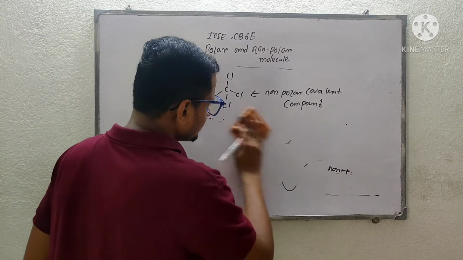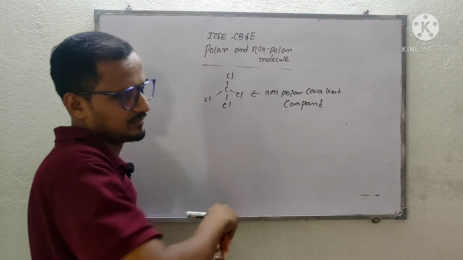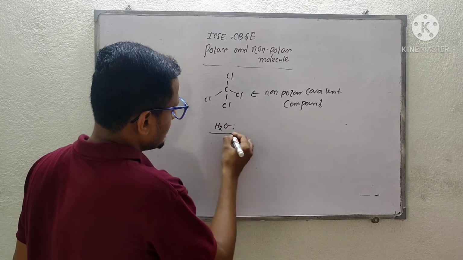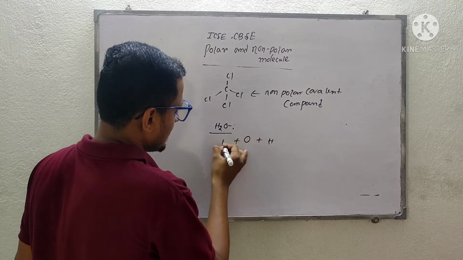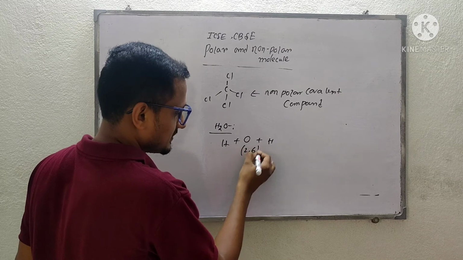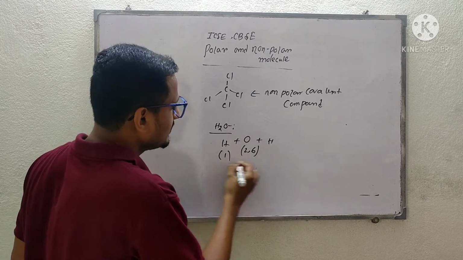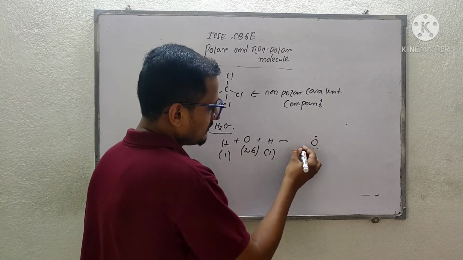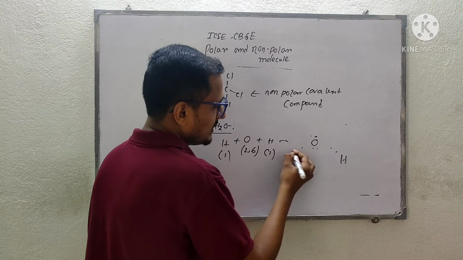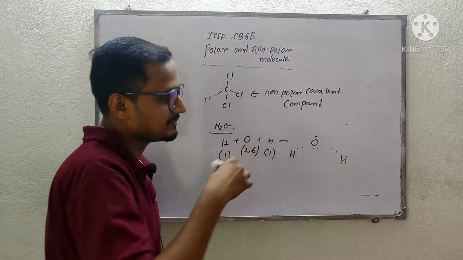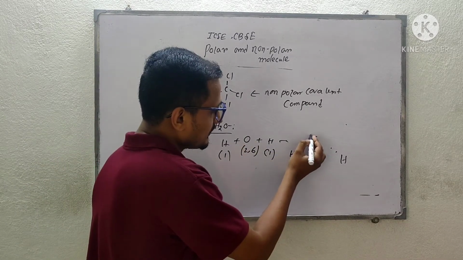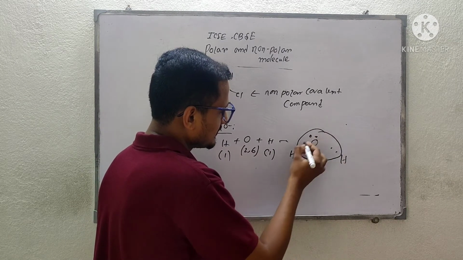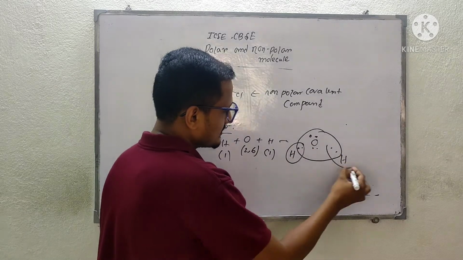Say water. Water is a polar covalent compound. Why? Because of how water is formed. H2O: 1 oxygen, 2 hydrogen. Oxygen has atomic number 8, electronic configuration 2,6, and hydrogen has 1. So this oxygen has 6 electrons and each hydrogen has 1 electron. You have to make a circle by taking 8 electrons: 2, 4, 6, 8. So make a circle. Again for this hydrogen, the next circle, and for this hydrogen, the next circle.